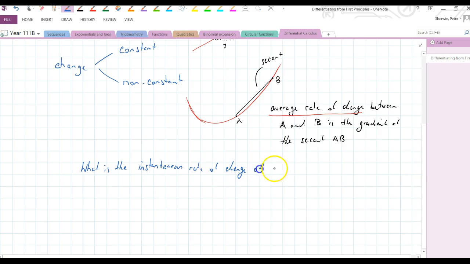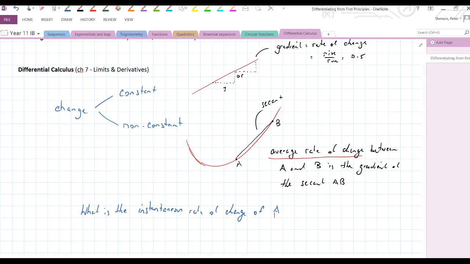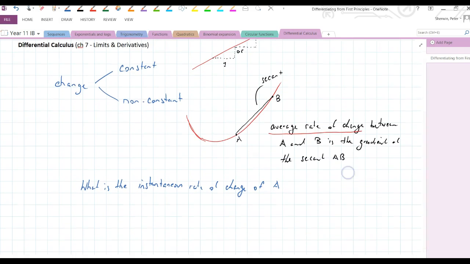So you can see which direction we're going with these questions. What's the instantaneous rate of change at a point, let's say A? What's the rate of change there? How is that measured? This is where we lead into this area of calculus. The first thing we need to do is define what that is. The instantaneous rate of change at A is the gradient of the tangent at A.